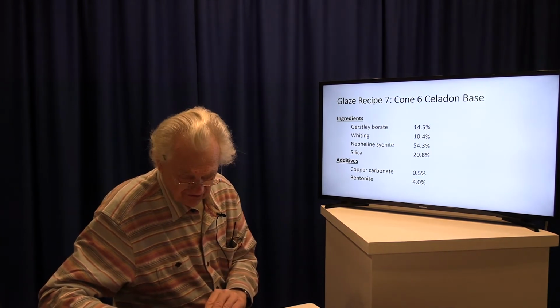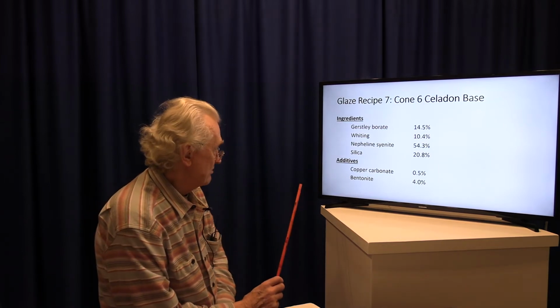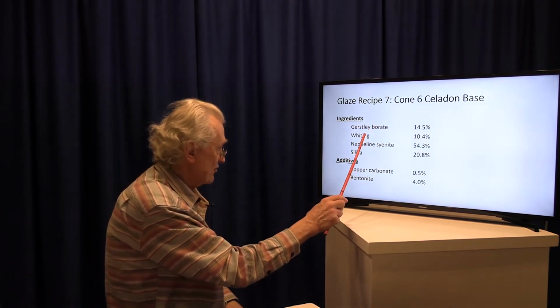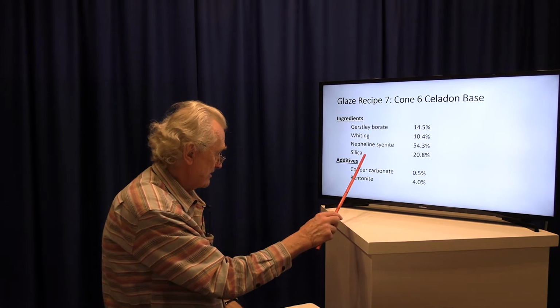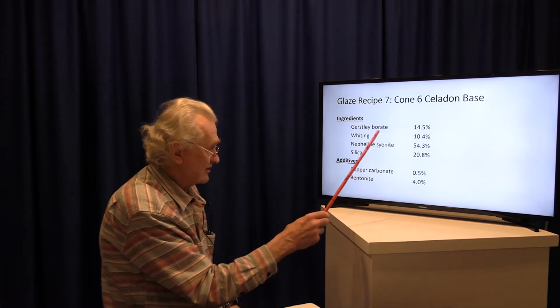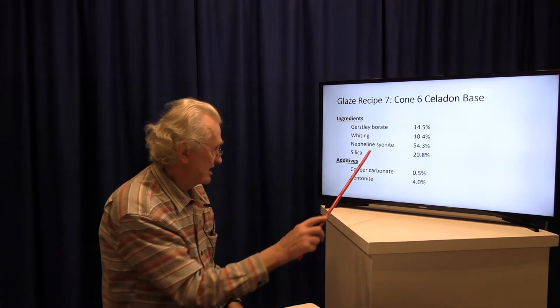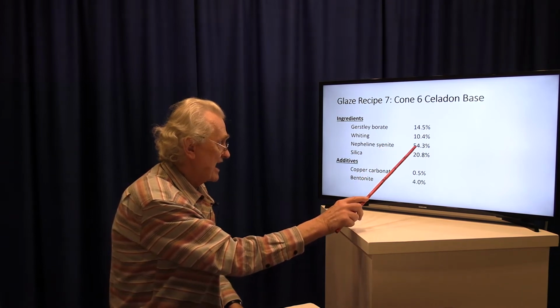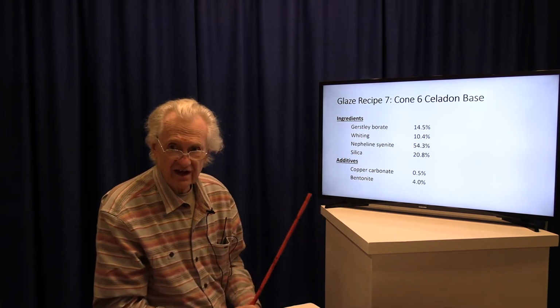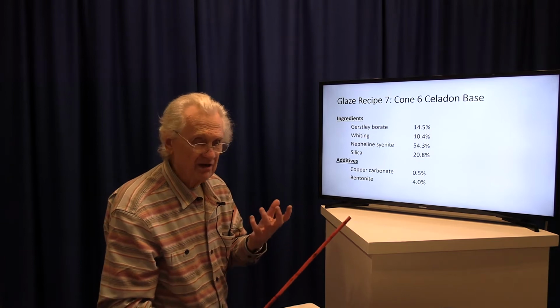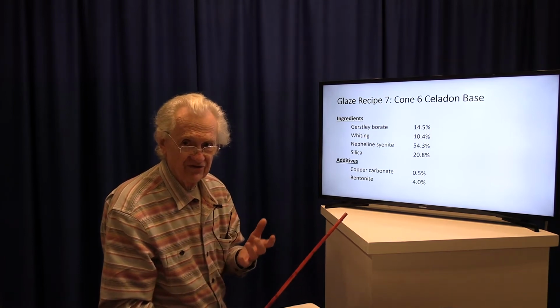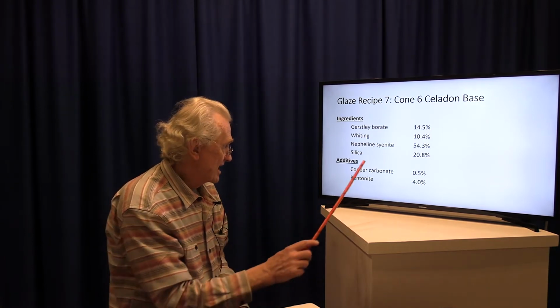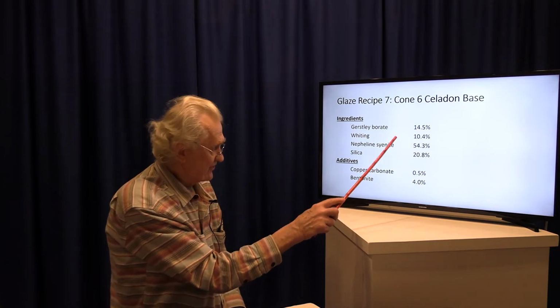This was just, I'm just calling this a cone 6 celadon base. Ingredients: Gerstley borate, whiting, nepheline syenite, silica, and again, copper carbonate and bentonite. Now in this case, instead of 3110, I've got nepheline syenite, and I've got a lot of it. Nepheline syenite is a powdered rock, and the main reason why we use it is because it contributes sodium to the glaze.